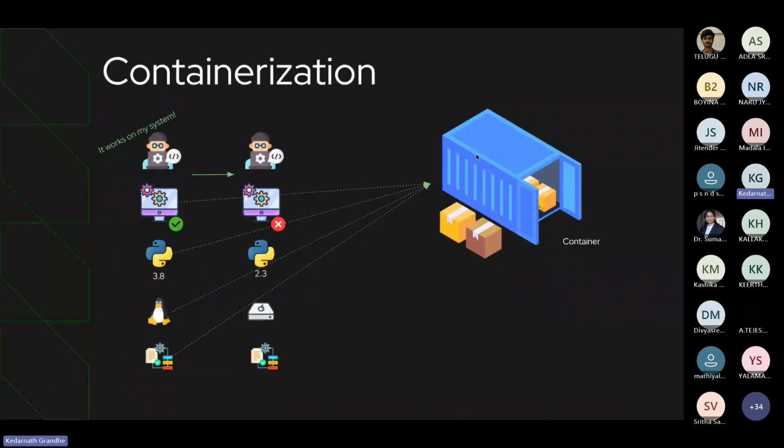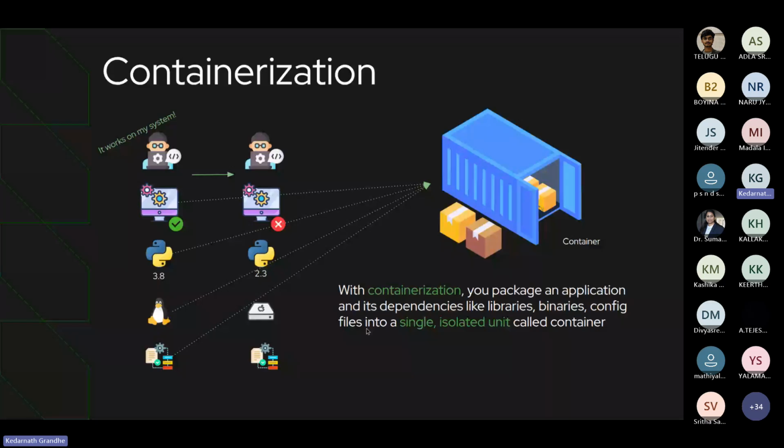Because we are mentioning everything that the application needs into the container, we are packaging everything into the container. The tester will just use the container's resources only instead of his own system's resources. With containerization, you pack an application and its dependencies like libraries, binaries, config files into a single isolated unit called a container. As I said, it uses cgroups and namespaces of Linux to achieve this containerization.